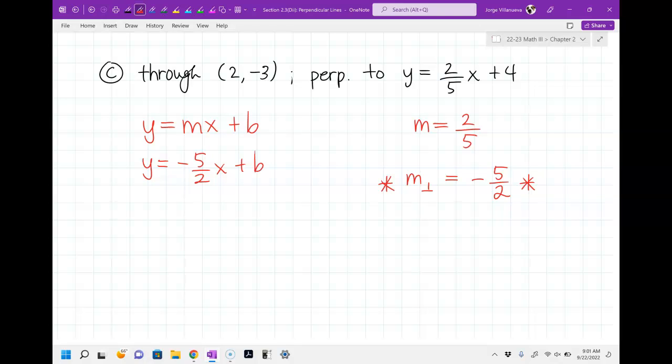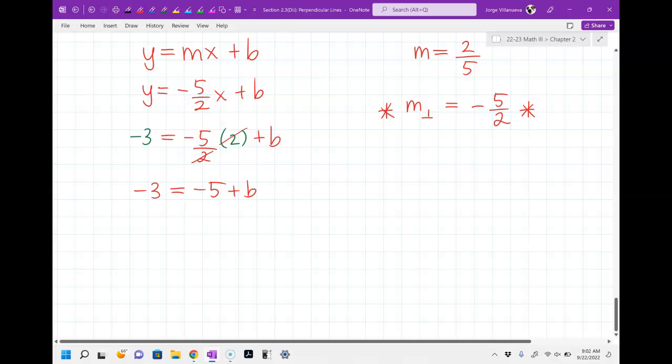And now I'll plug in my point, 2, negative 3. Okay, 2, negative 3, that's x, y. So negative 3 equals negative 5/2 times 2 plus b. Now, negative 5 halves times 2, the 2's will cancel because 2 divided by 2. The 2 is a numerator, right? And then the 2 on the bottom is a denominator. So it's like 2 over 2. These are just going to cancel. All right? Or just use your calculator. That's fine. So we end up with negative 3 is equal to negative 5 plus b.